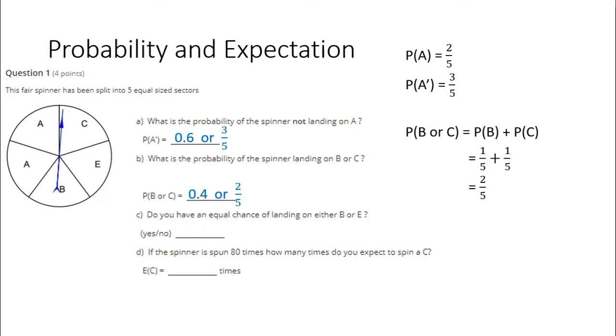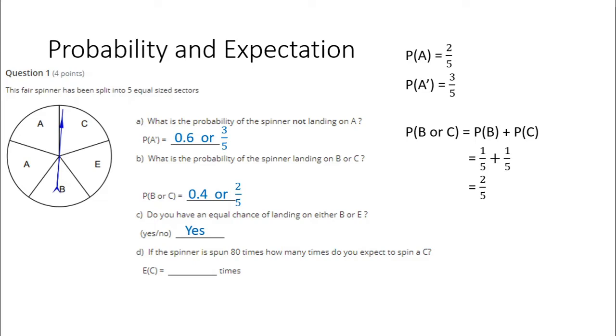Question C, do you have an equal chance of landing on either a B or an E? Well, there is one sector, which is a B, and there's one equal-sized sector, which is an E. So yes, it would be equally likely. But that's not the case for every letter. For example, A, because there's 2 sectors, it's more likely to land on A than it is on any of the other letters.